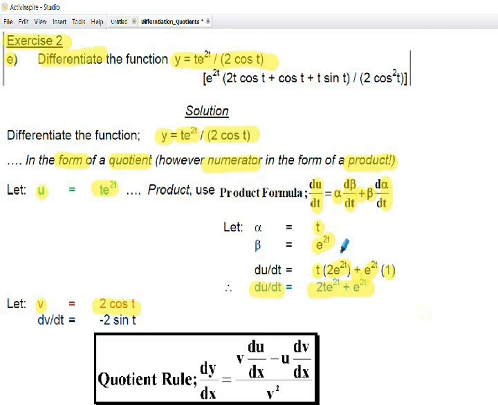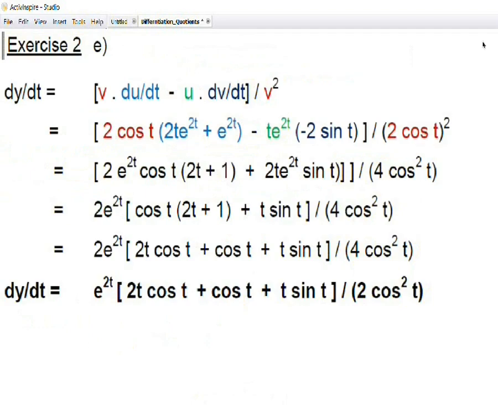So a slight complication there in this part of the process, because my u term was actually a product of a function of t times a function of t. No such problem with the v. It's a standard differential. Cos t differentiates nicely to minus sine t, so in this case I get minus 2 sine t from my standard tables. I'm now going to apply the quotient rule to this problem.